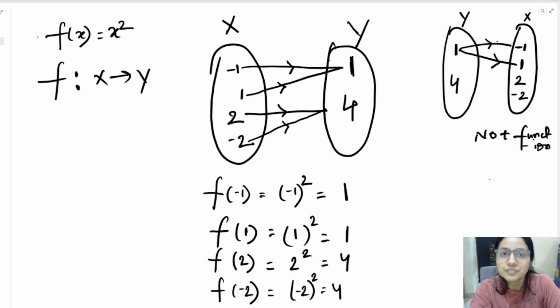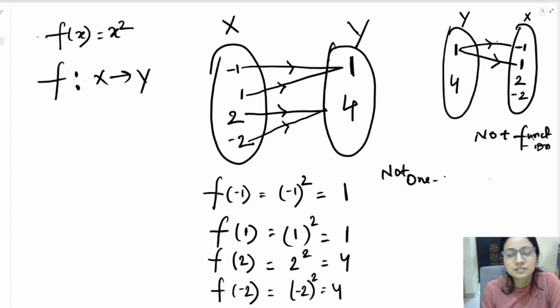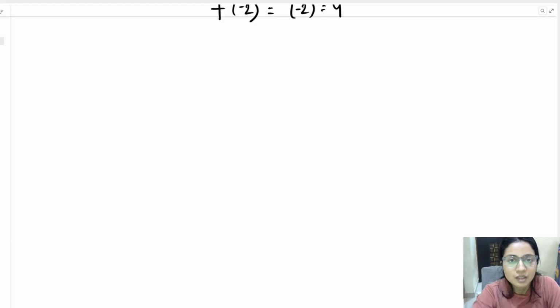That's why the first condition says that if we have a function, it needs to be one-one, and only then will the inverse of the function exist. Since this is not one-one, we are not able to create the inverse of this function. Now let's see the second condition which needs to be fulfilled, then and only then will the inverse of a function exist.